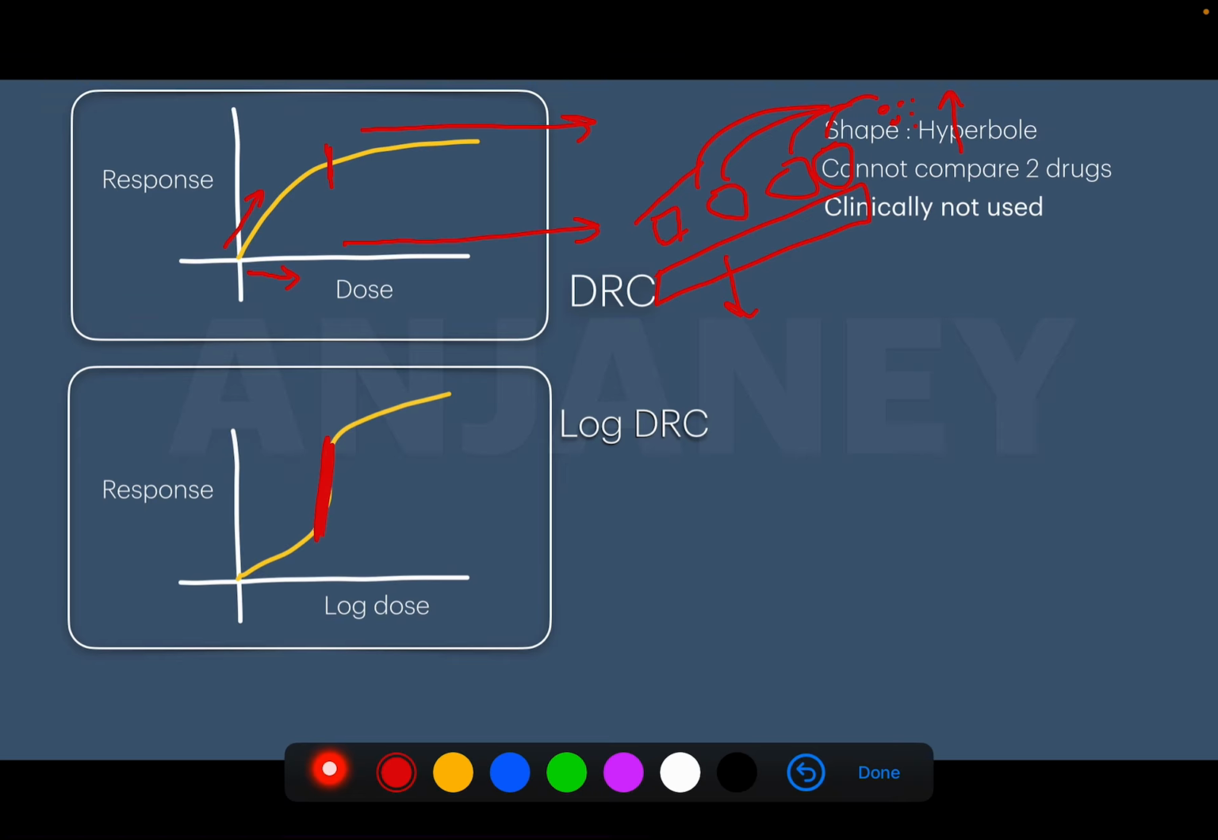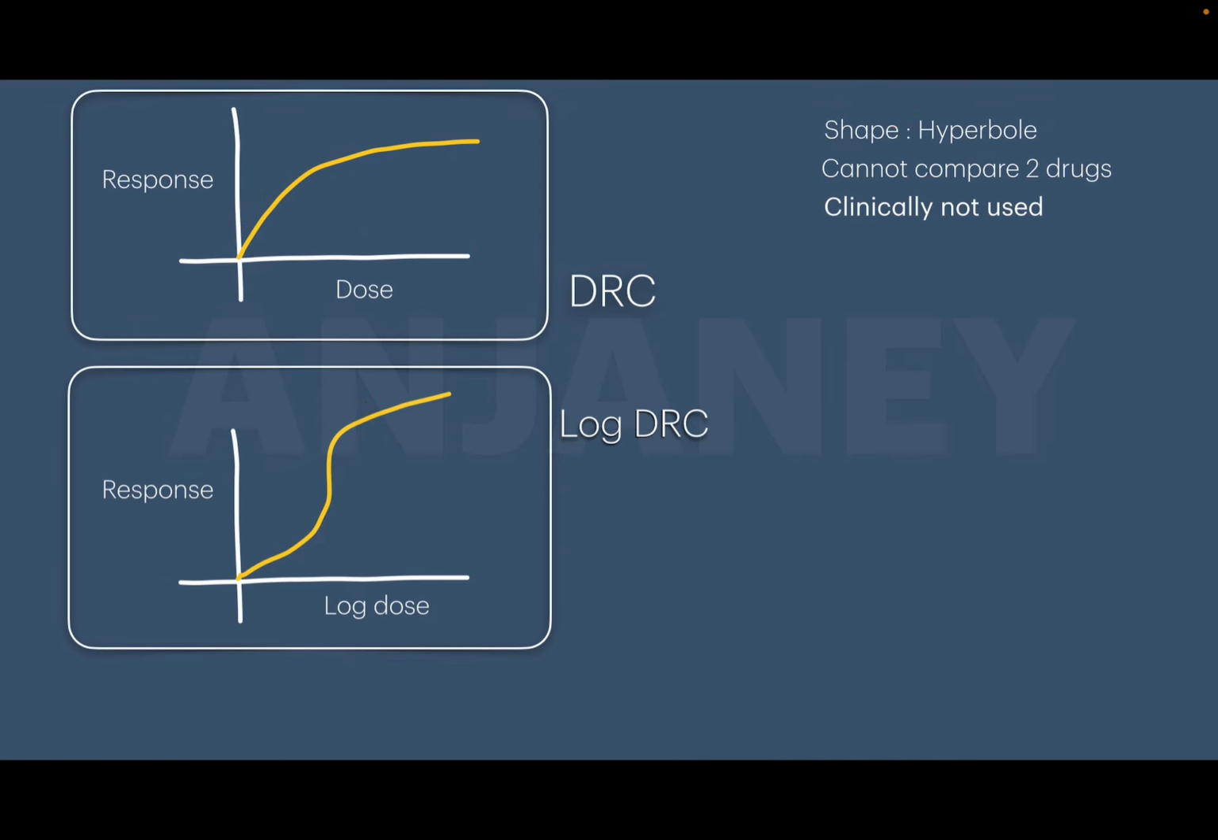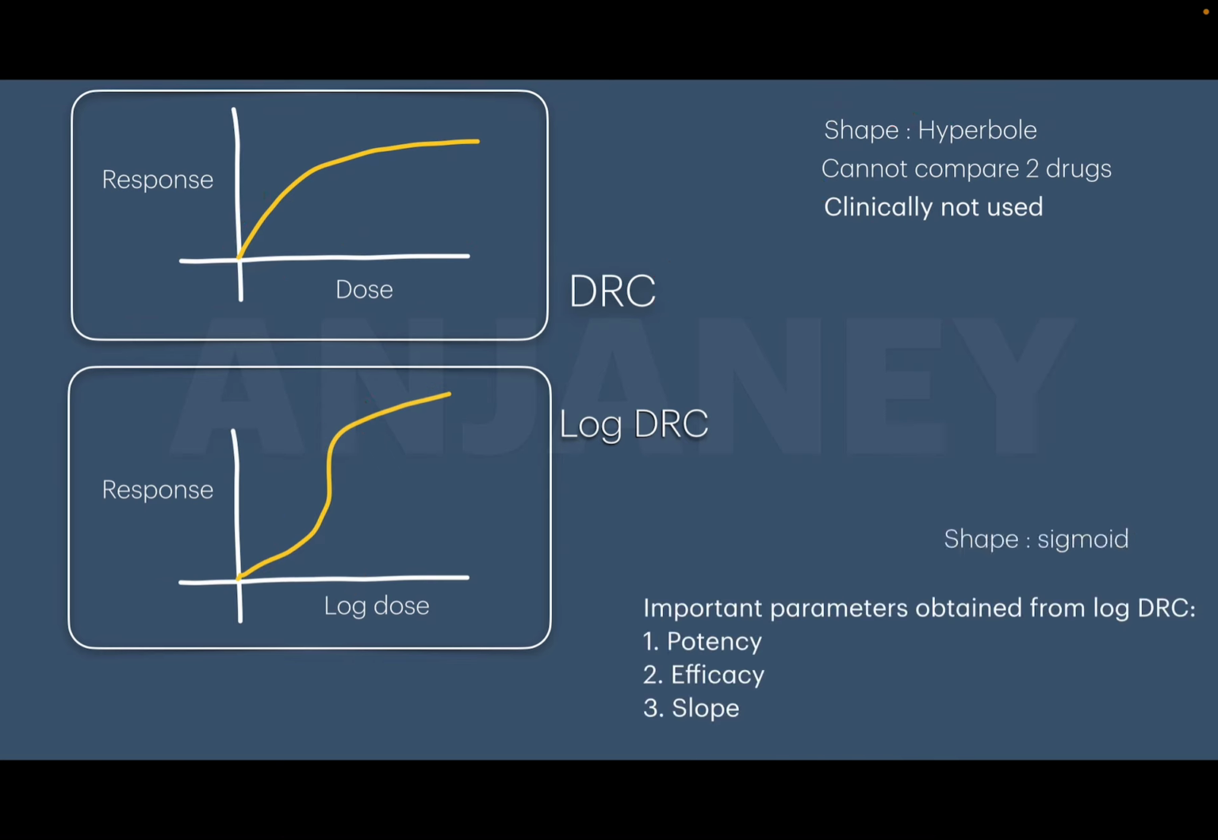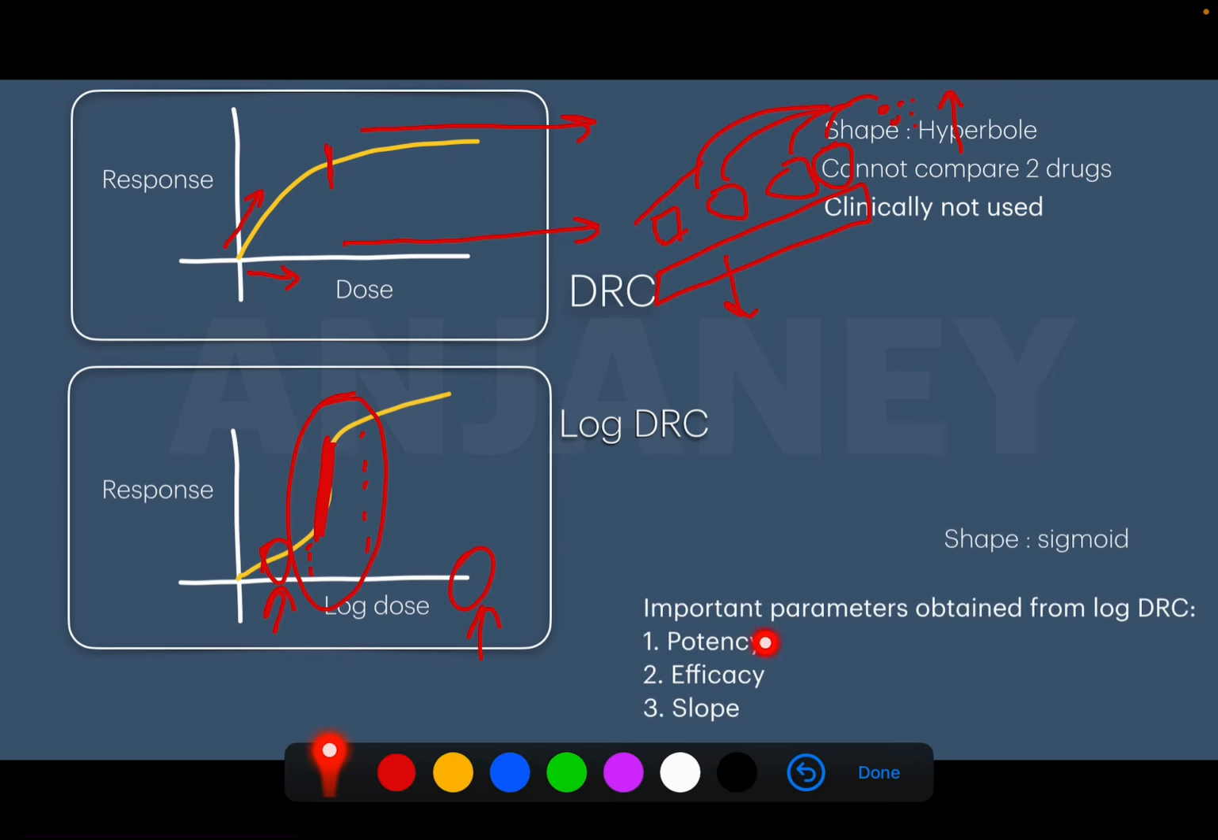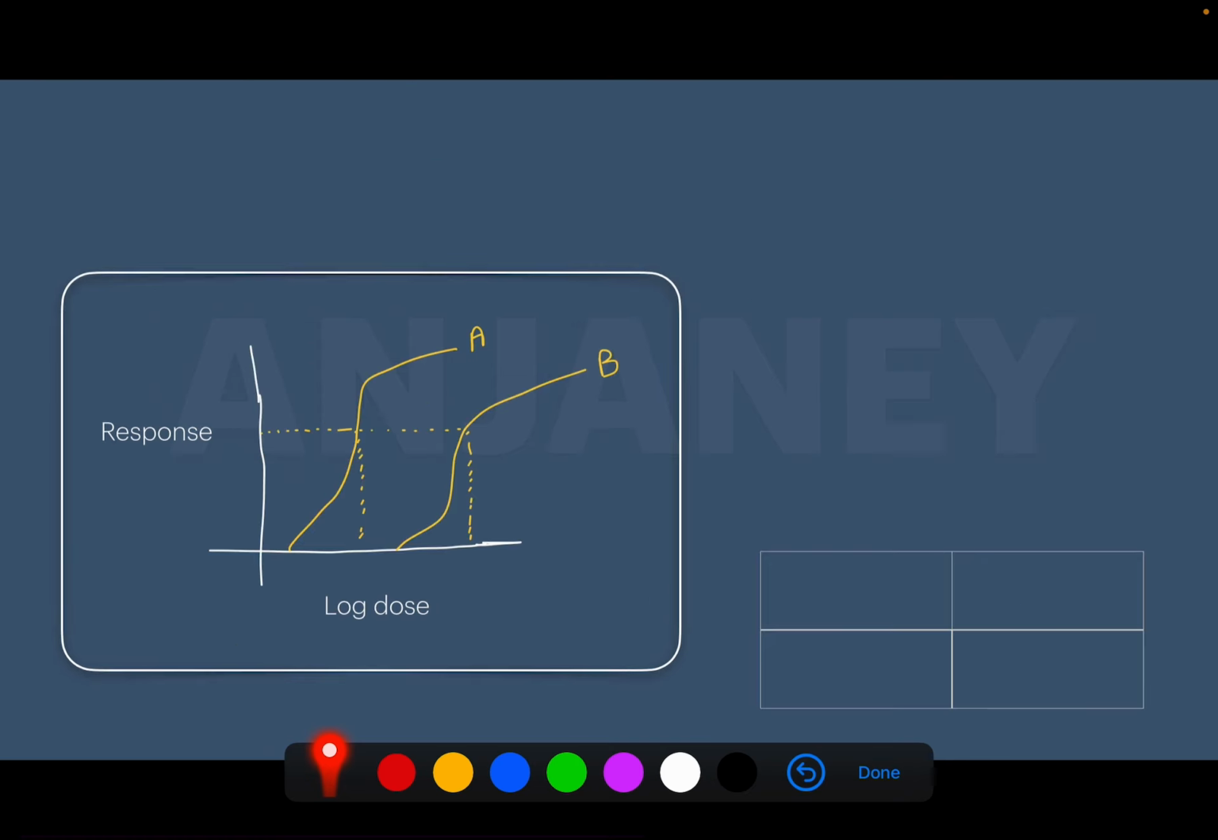We are not interested in what happens at low dose or at high dose. Low dose does not cause effect, high dose will cause toxicity. So we'll obviously give in this dose range only, right? So we are getting a straight line in this range, and this will be helpful to compare two graphs ahead. The important parameters obtained from log DRC will be potency, efficacy and slope. We'll study it all in the next slide.